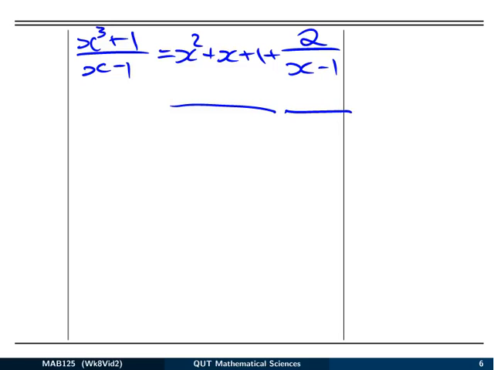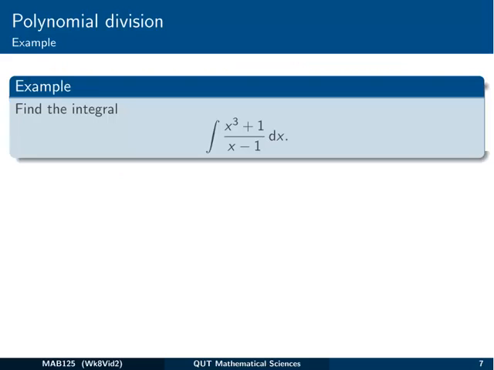Now imagine for a moment that we were trying to integrate this piece. I don't know how to integrate that, but I do know how to integrate polynomials, and I even know how to integrate this because that's just going to be a natural log sort of function. So that's great, we've turned it into a kind of function that we can integrate just by using this polynomial division thing. And that's exactly what the next question asks us to do.